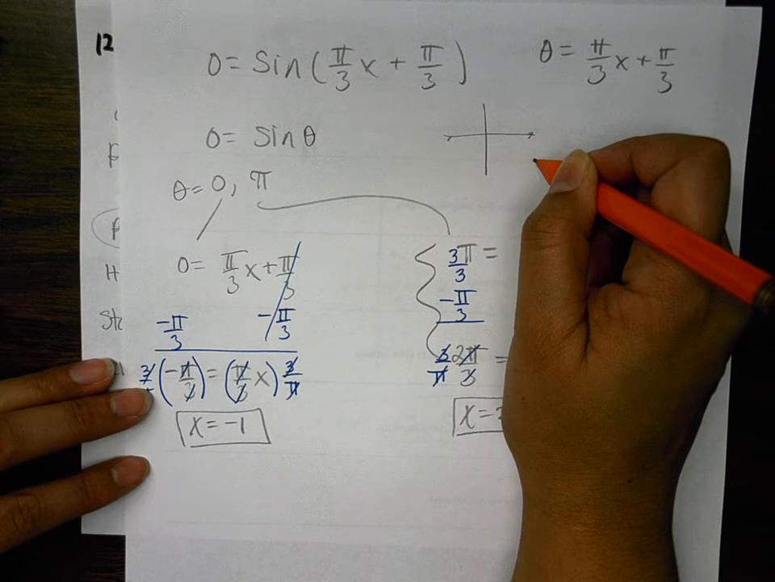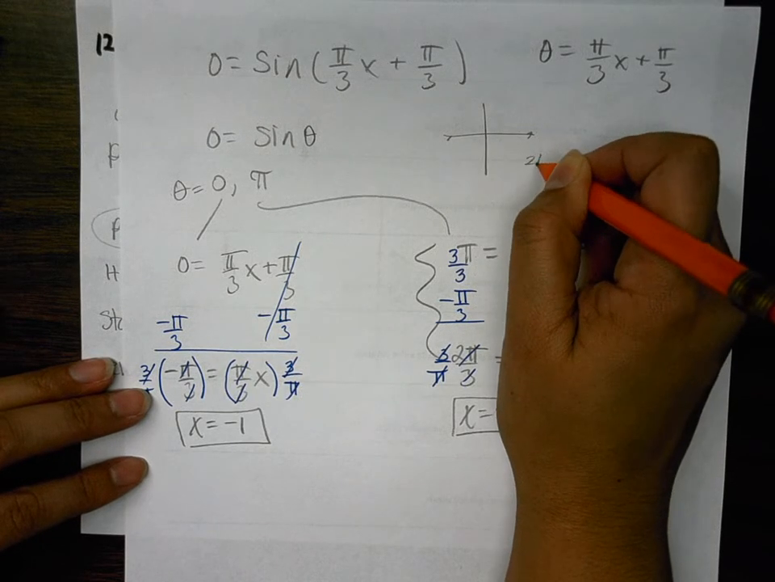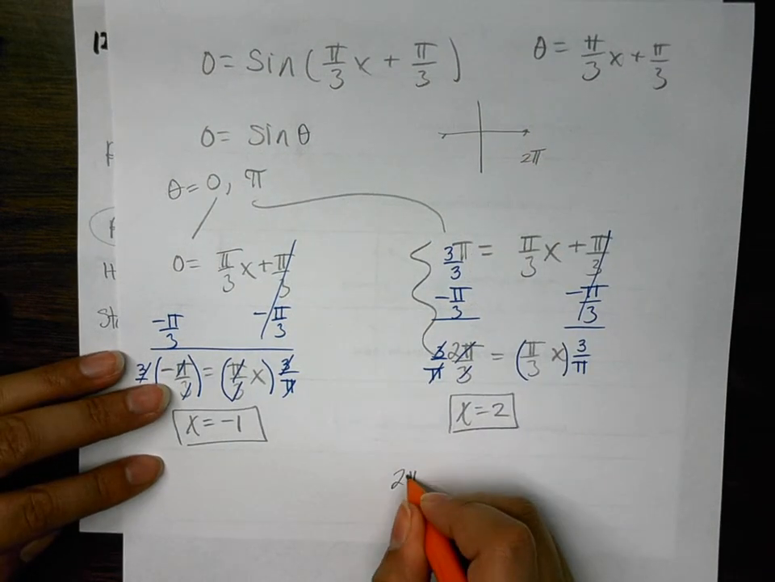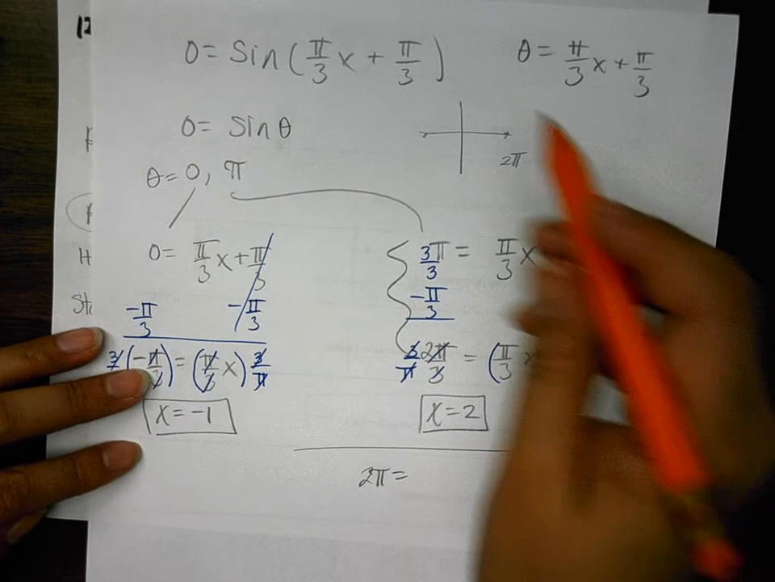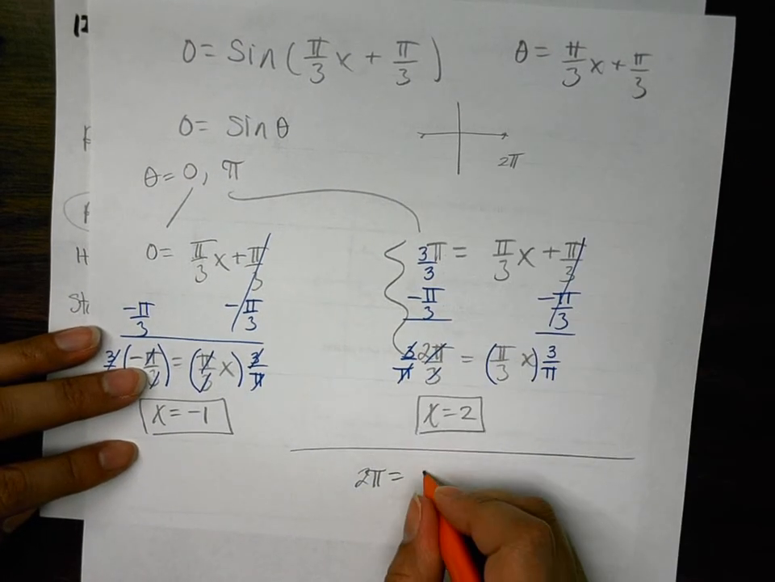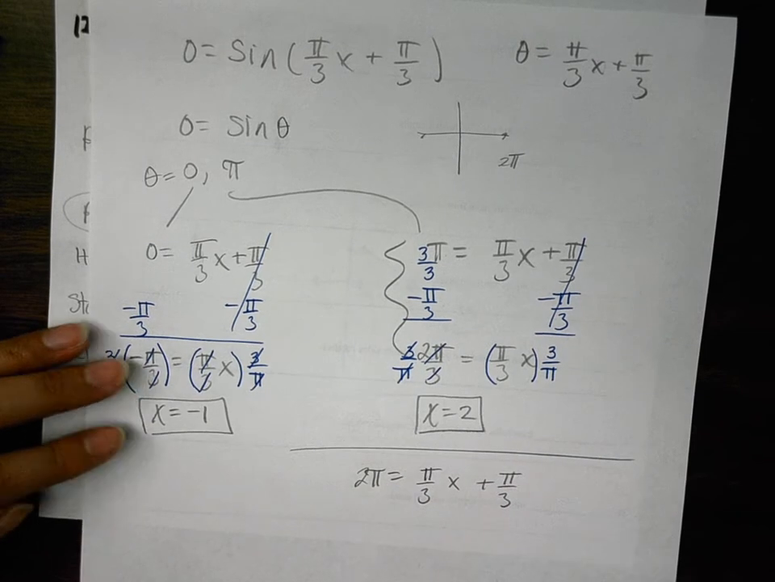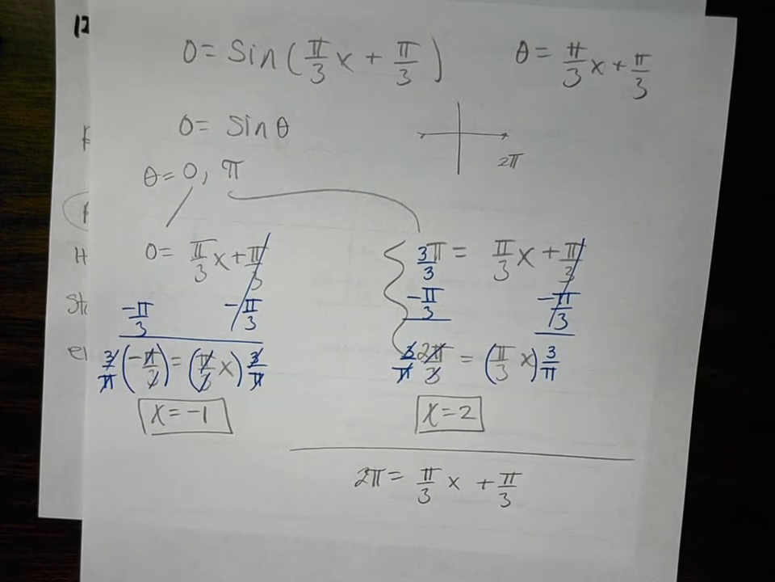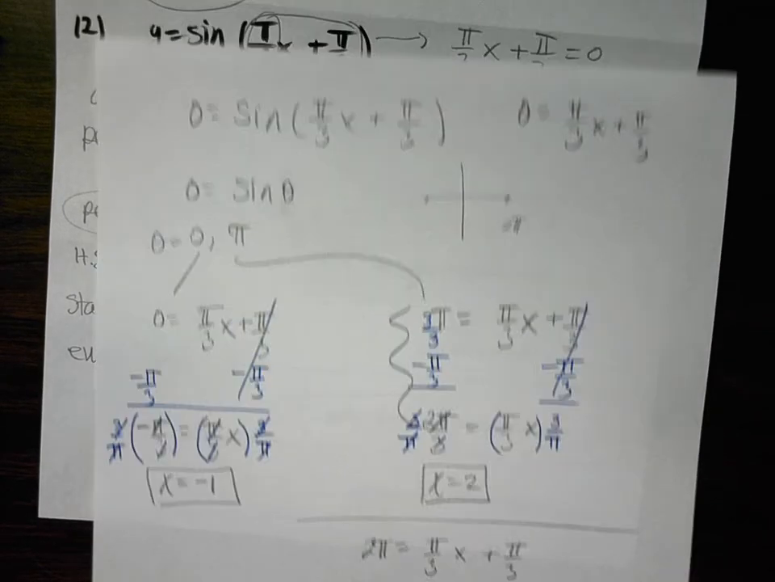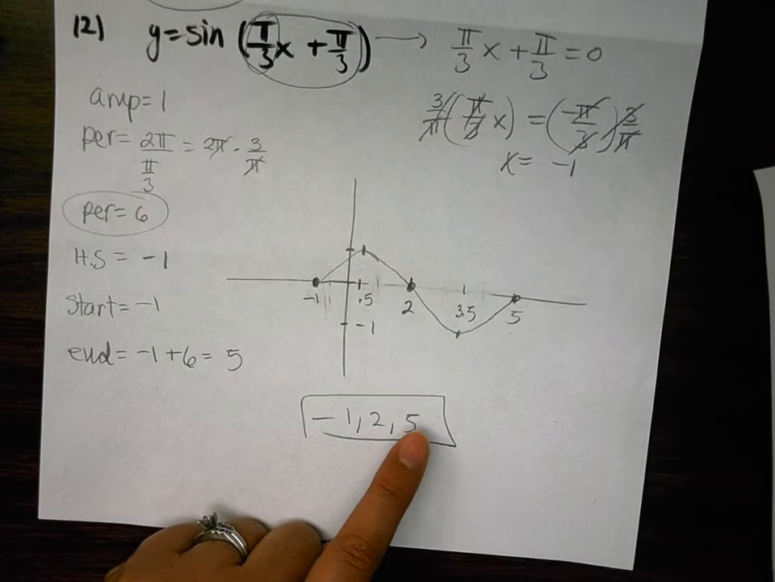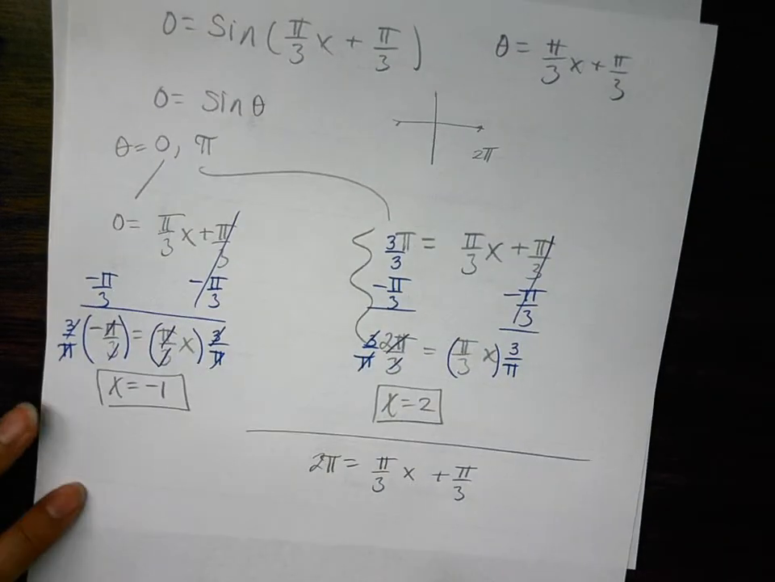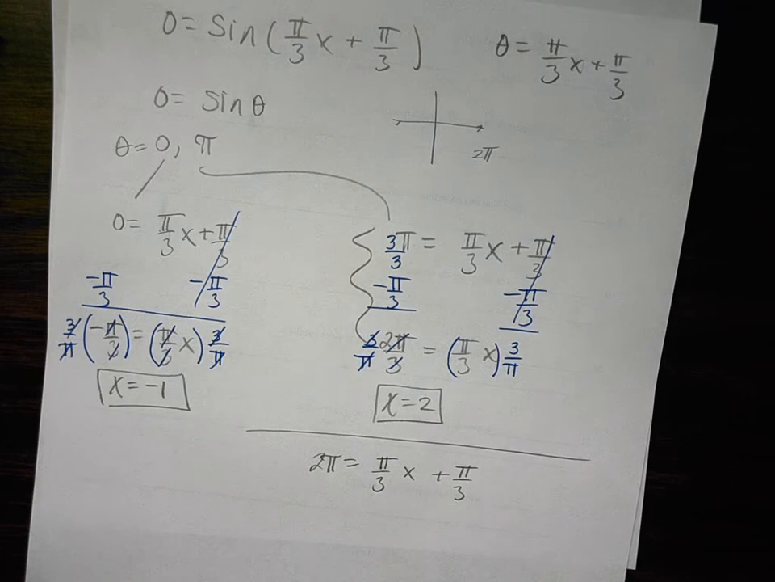You guys gave me 0 pi. What would the other one be? 2 pi? So 2 pi equals pi over 3 x plus pi over 3. Can you guys solve that one on your own? Subtract, divide, and when you get that, the answer should come out to be 5. Make sense? All right, so if you are doing it algebraically, you do have to take that into account.